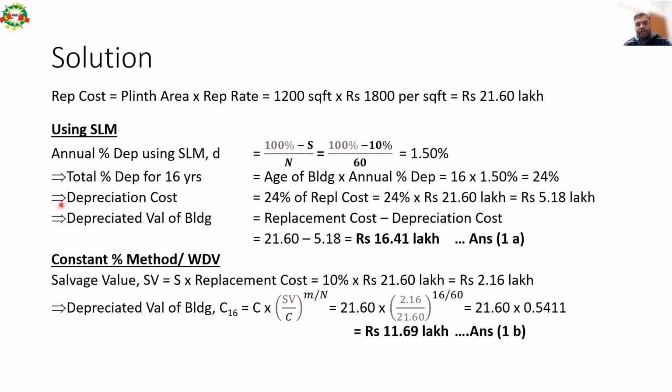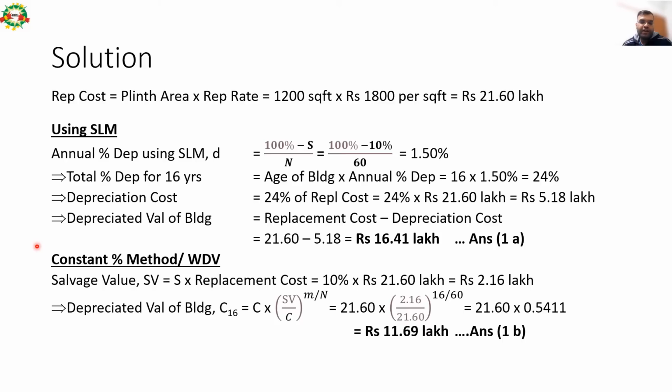So depreciated value of the building is equal to replacement cost minus depreciation cost. The replacement cost calculated is about 21.60 lakh, and the depreciation cost we also calculated, 5.18. So that means depreciated value of the building as per SLM method is 16.41. So this is answer number 1, point number A.